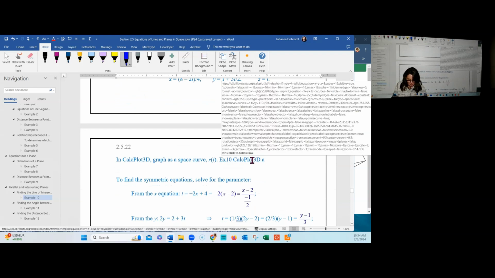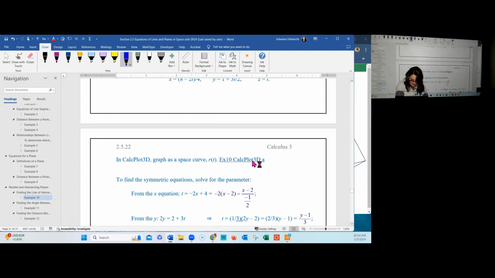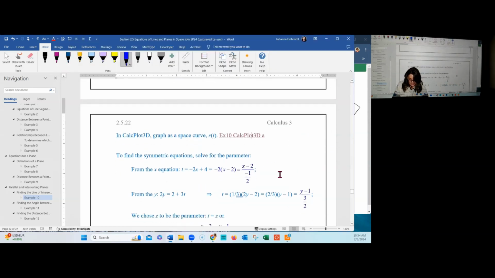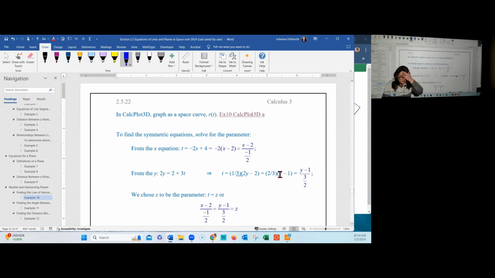Now, if we're going to plot this, we're going to plot this in CalcPlot 3D as a space curve. You can see right here that I've plotted the equations as space curves. Again, click on select, come down to space curve, and it will open up this three-part parametric equation, x, y, and z in terms of the parameter. So I've gone ahead and plotted that particular one. Now to find the symmetric equations, we just solve for the parameter t, which will give us the equations that you see down here, all right?